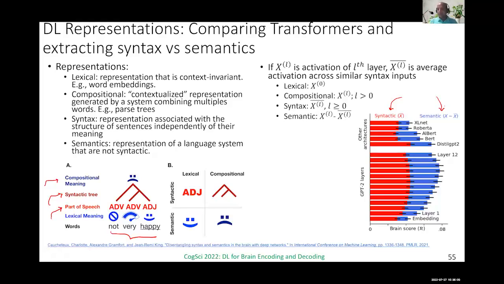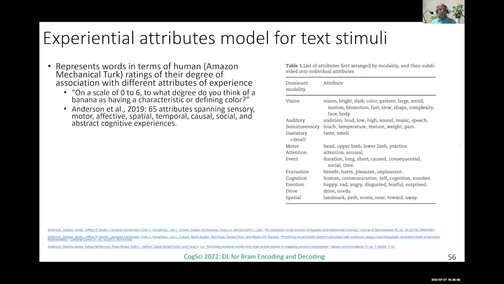And then people have done it, of course, using different kinds of transformer models, XLNet, RoBERTa, BERT, DistilBERT, GPT, and so on. Lastly, I'll talk about these experiential attributes, and then I'll pause for questions.